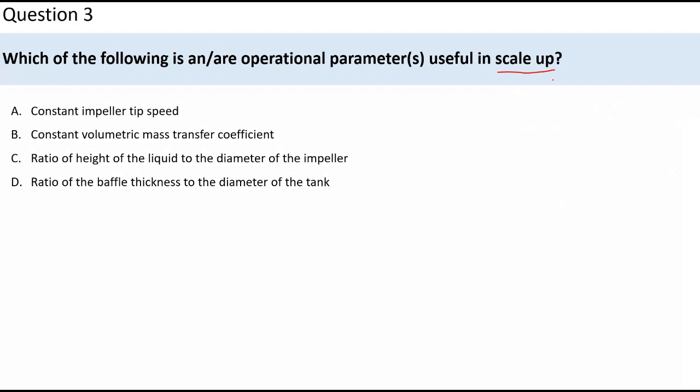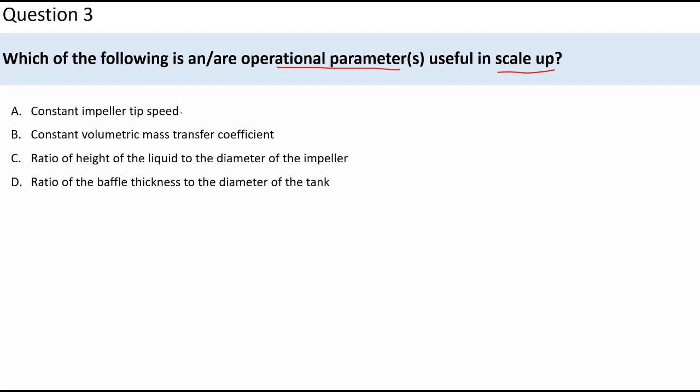You can consider two parameters during your scaling up. One can be your operational parameter that has been asked in the question. The other can be your geometric parameters. So we'll just try to rule out the options which are not related to operational parameter at all, which cannot be changed during the operation of a bioreactor.